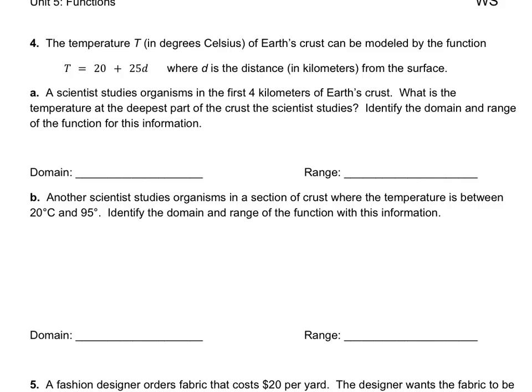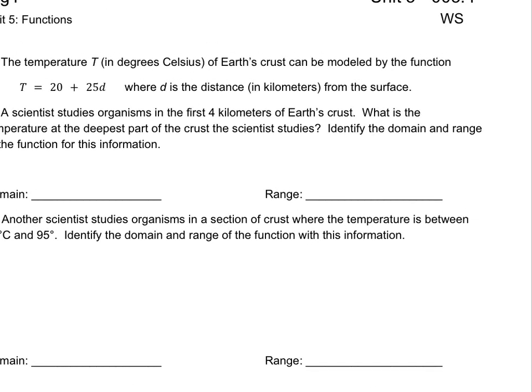So just picture for a second, just to kind of have a visual of what's going on. Picture that you've got the ground here, like the Earth's crust, and the scientist is digging down into the Earth's crust. Every time they travel 1 kilometer, this is telling me that the temperature is increasing by 25 degrees. And what the 20 is trying to tell me is that at the surface, the temperature must be 20 degrees.